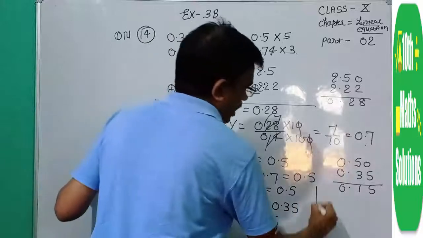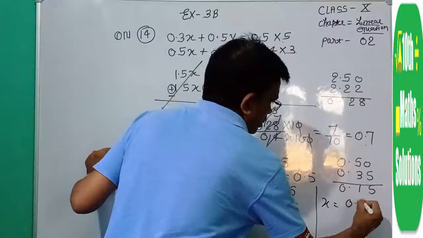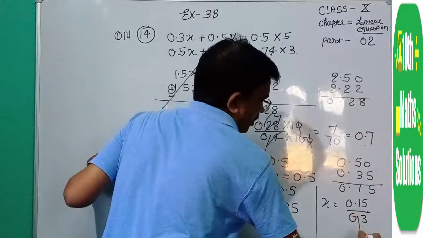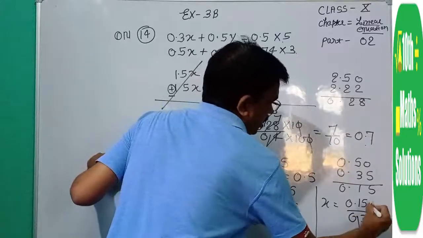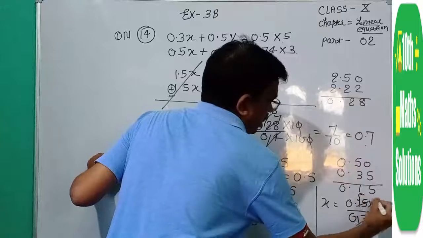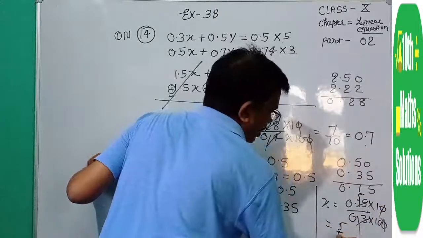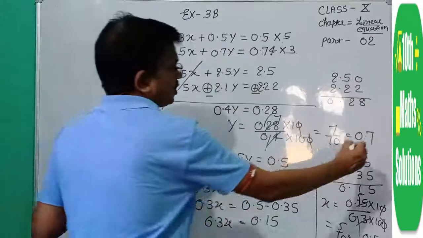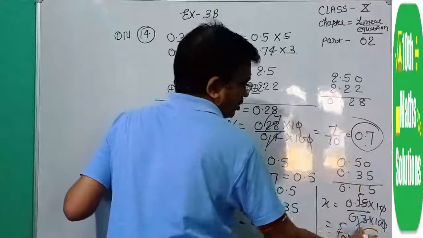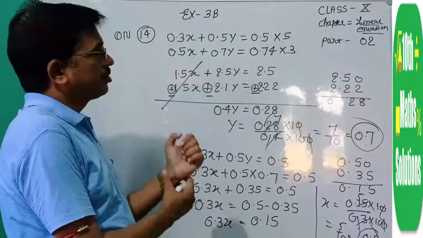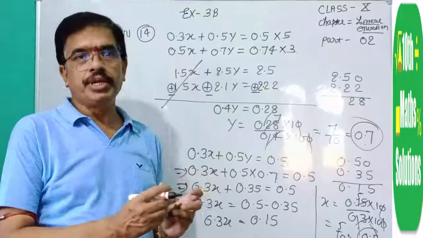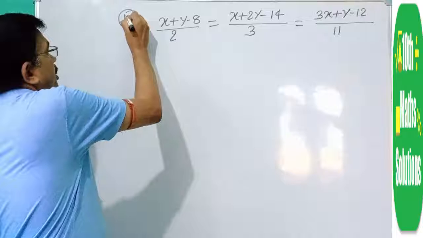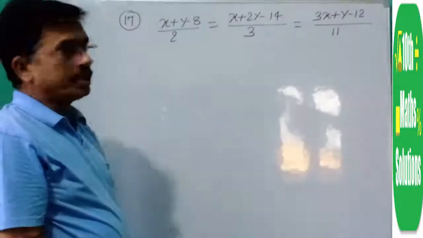So what is the value of x? x is equal to 0.15 by 0.3. Cancel: here is 100, here is 10, 3 fives are 15, so it is 5 by 10, that is 0.5 is the answer. So the value of y is 0.7 and the value of x is 0.5. It is the solution. So you can solve the problem by the easy elimination method. Thank you.